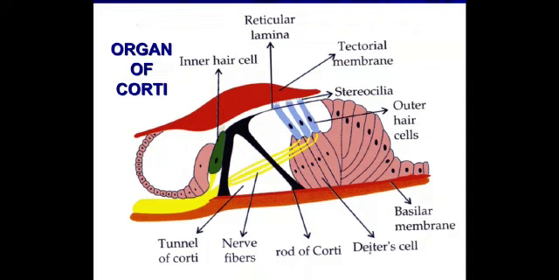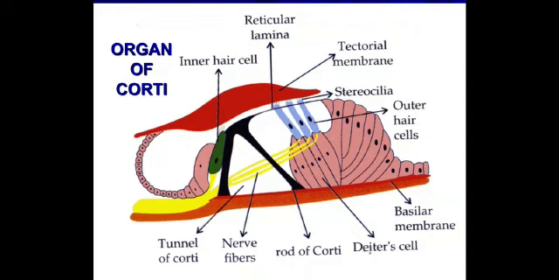So you can see how the basilar membrane is placed with the tunnel of Corti, and we have two rods of Corti which differentiate the outer hair cells and the inner hair cells, and it pierces the reticular membrane and is embedded in the tectorial membrane, the gelatinous tectorial membrane.